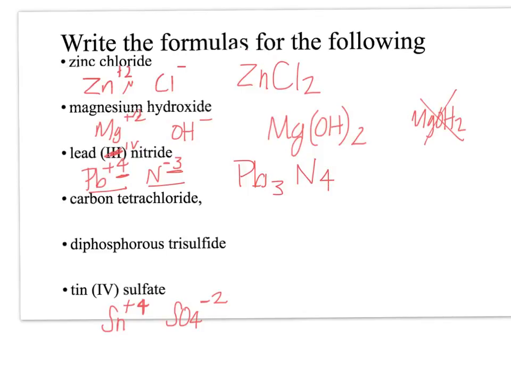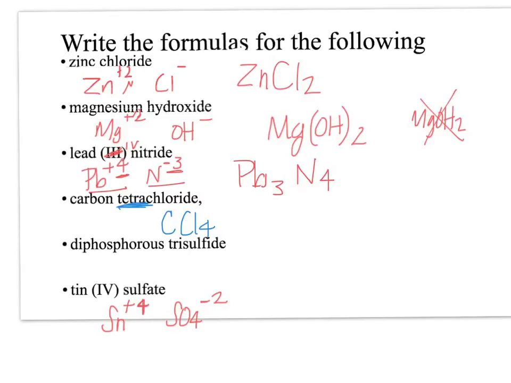For the next one, carbon tetrachloride, when I see prefixes, my clue is to say that that's a molecular compound because I have two nonmetals. So I'm literally just going to write what it says. Carbon is C. Tetra means 4. So I would do CCl4.